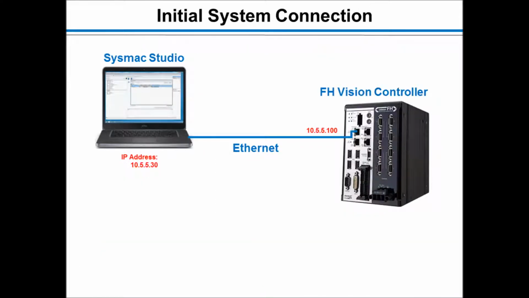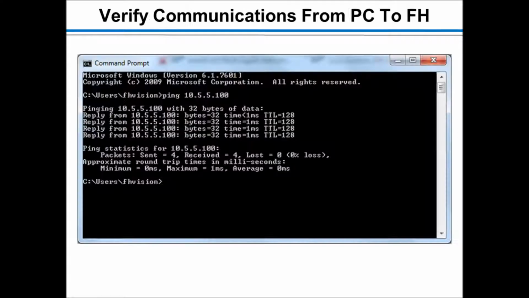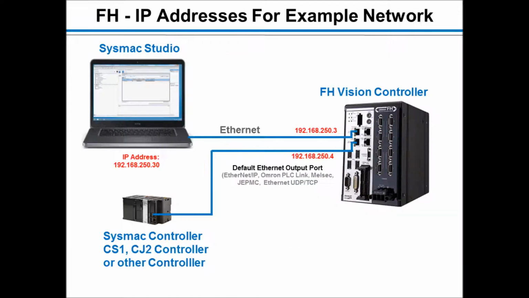My initial setup will be 10.5.5.30 on my PC, and my FH Vision Controller default address is 10.5.5.100. I'll first verify my communications from my PC to the FH by doing a ping command, and the ping command comes back OK.